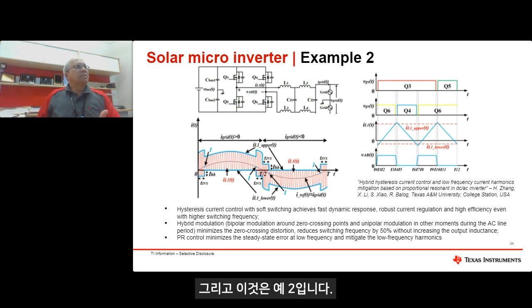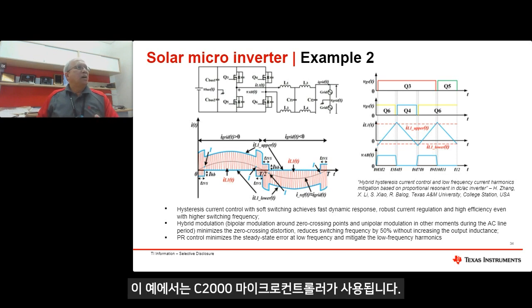The authors used a hysteretic current control loop with soft switching, achieving fast dynamic response, robust current regulation, and high efficiency, even with higher frequency. A C2000 microcontroller is used in this example. The reference is given here. And they also use a hybrid modulation technique here.